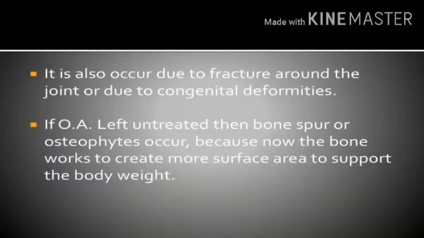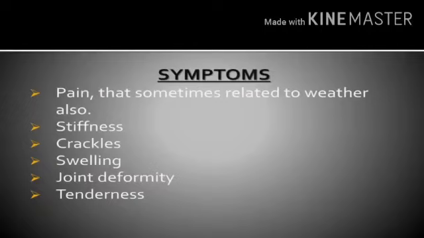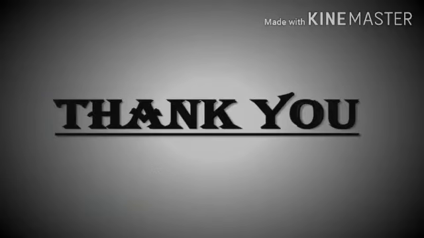If OA is left untreated, then a bone spur or osteophyte or bony growth occurs because now the bone works to create more surface area to support the body weight. So here you can see the difference between normal joint and osteoarthritis. You can see the bony growth or bone spur in osteoarthritis, thinning of the cartilages due to which both the bones come together, that may also provide friction during any movement in the knee joint. Symptoms: pain that is sometimes related to weather also, stiffness, crackles, swelling, joint deformity, tenderness.